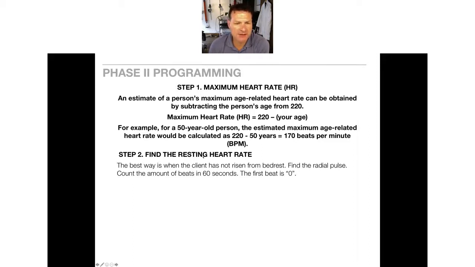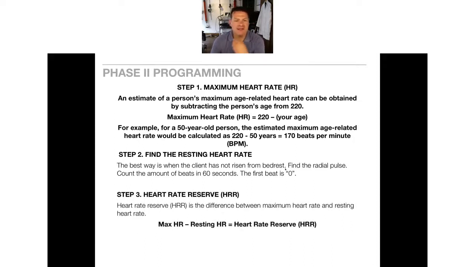Step 2 is find their resting heart rate. And this is best done when the client has not risen from bed rest. Find the radial pulse, count the amount of beats in 60 seconds. First beat is 0. And then step 3 is take the max heart rate, which was step 1, subtract resting heart rate, which is step 2, and that's going to give me my heart rate reserve.